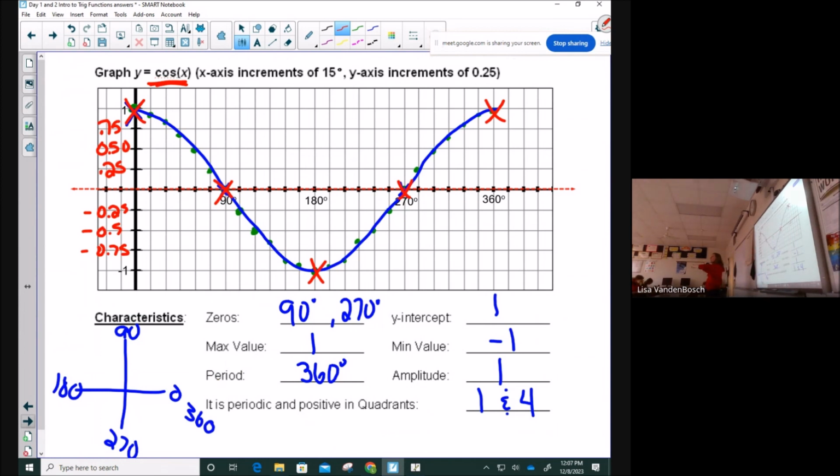Okay, where does sine wave start at? What number? 0. Where does cosine start at? 1. That's the difference between the two. Really, they look the exact same. It's just where they start. So if I could shift this over this way, it would look the same as a sine wave.